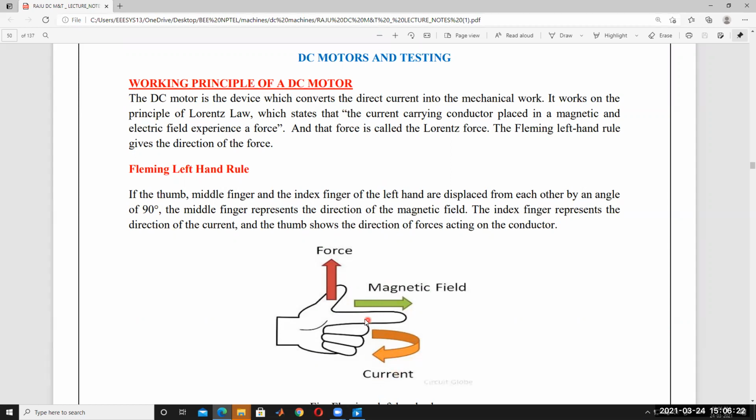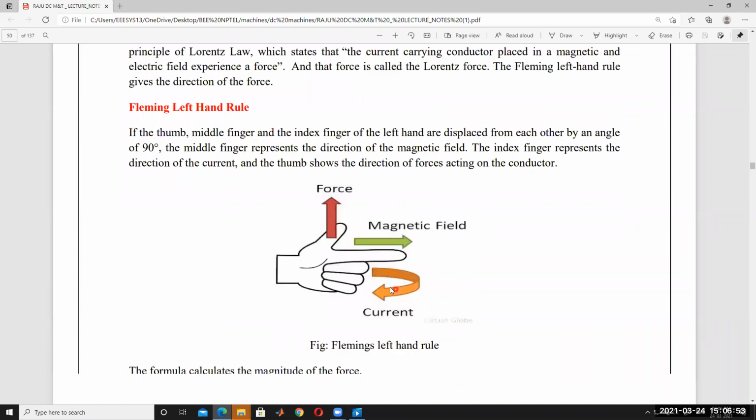The forefinger represents the magnetic field, the thumb represents the force, and the middle finger represents the current. These three fingers are placed perpendicular to each other. The middle finger represents the current direction, the forefinger represents the magnetic field direction, and the thumb represents the force direction. According to Fleming's left-hand rule, the motor works.